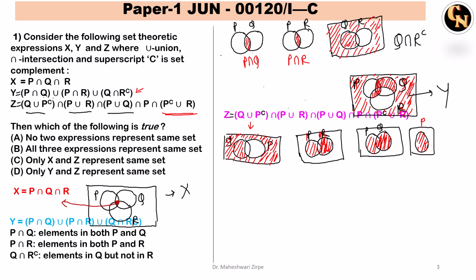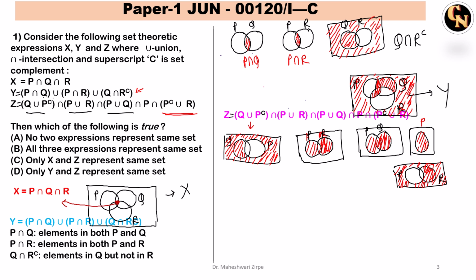So P complement union R, I can show in a Venn diagram like this. Suppose this is P and this is R. What we know is that P complement means the whole part in the universe other than P, that is this. And union of R means we will consider the R circle also, the R set also. So this is my R set and this is my P set. This way you are going to show each and every part of Z.